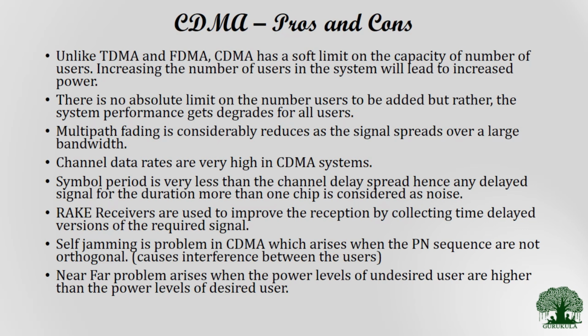Self-jamming is a problem in CDMA which arises when the PN sequences are not orthogonal. As already discussed, the orthogonality among the signals has to be maintained. If it is not maintained properly, then that will lead to interference between the users. And the final drawback is the near-far problem, which arises when the power levels of undesired users are higher. Now it's time to discuss what the near-far problem actually is and when it arises. We will see that in the next slide.